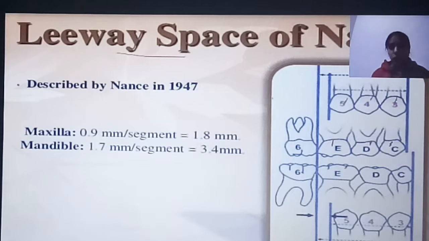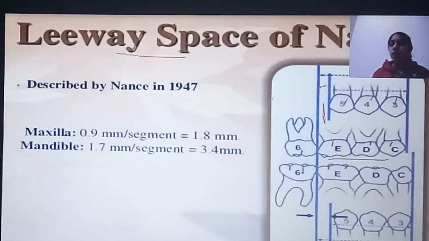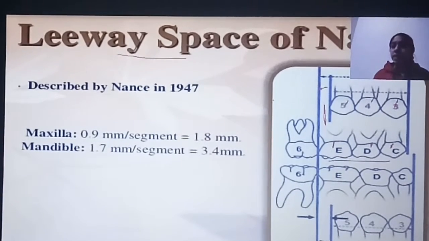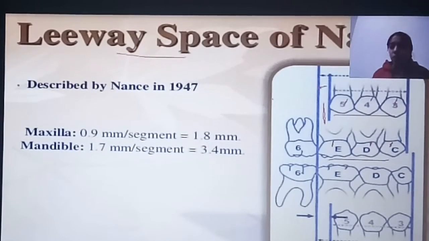So what happens is, you can see here that there is the presence of space between these two arrows. What is this? We can say that the mesiodistal dimension of these three teeth is always higher as compared to the mesiodistal dimension of these. So whenever the permanent teeth come, there is some amount of space available here. This space helps in the eruption of the permanent canine and both of the premolars. That is known as leeway space of Nance.